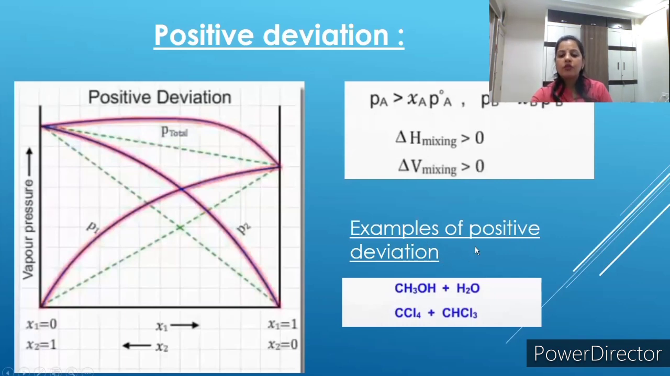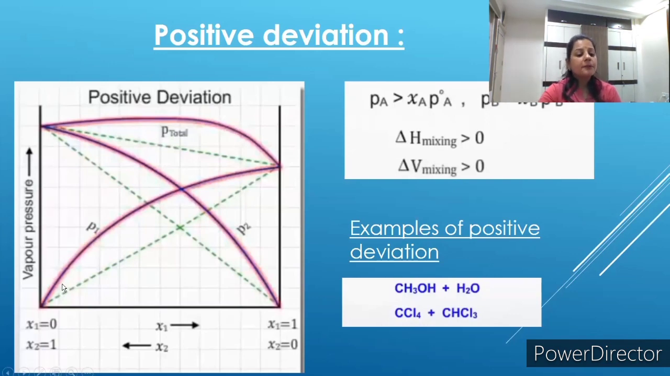Some examples of positive deviations are when we mix methanol with water or chloroform with carbon tetrachloride. So these two generally show the positive deviation. Now let's move to what this deviation is.